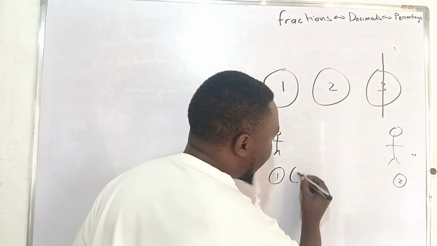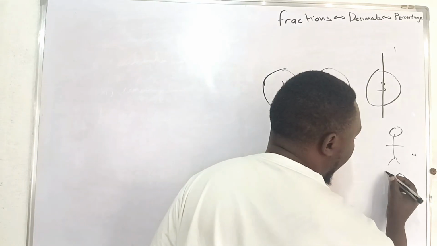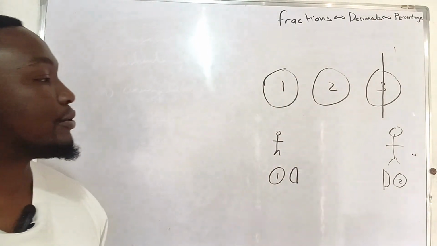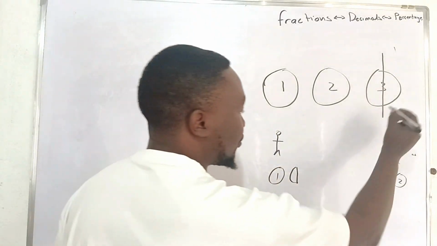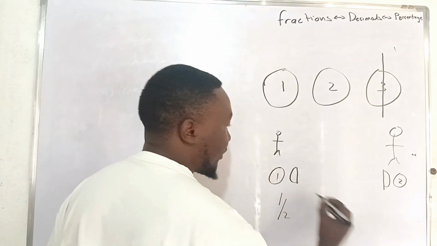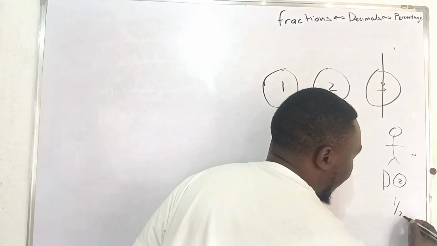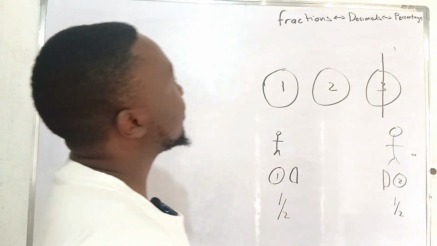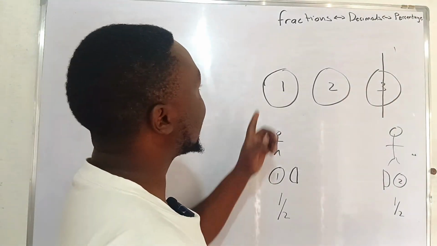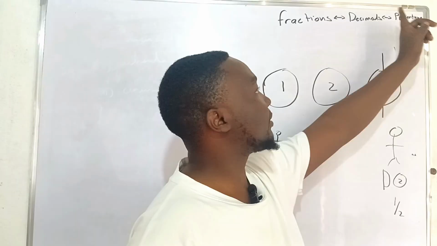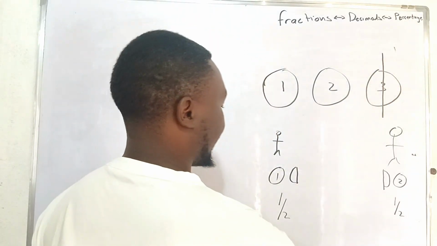This boy is going to get half an apple, and this boy is going to get half an apple. So we have managed to share the apple in half. So in this lesson, we are going to learn to change these fractions into decimals and the decimals into percentages.